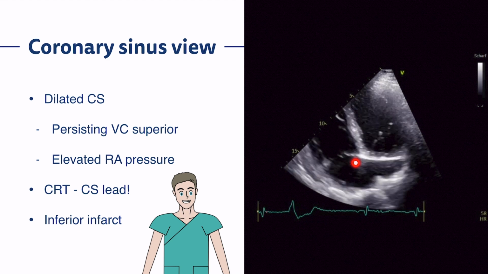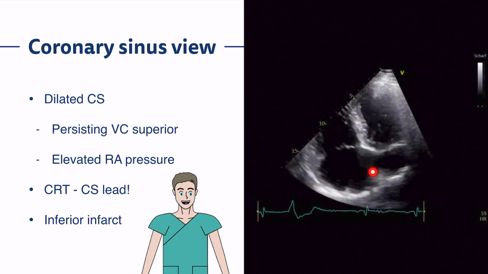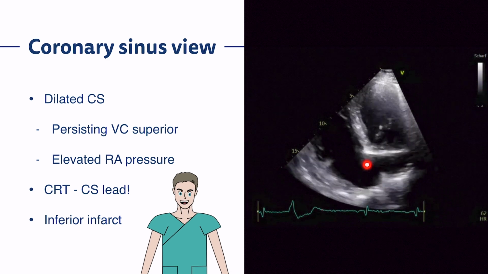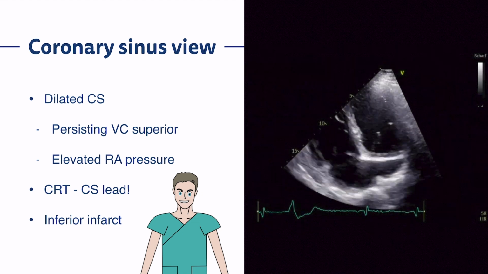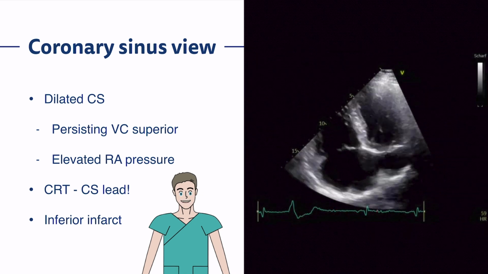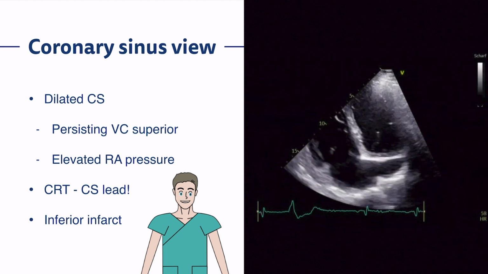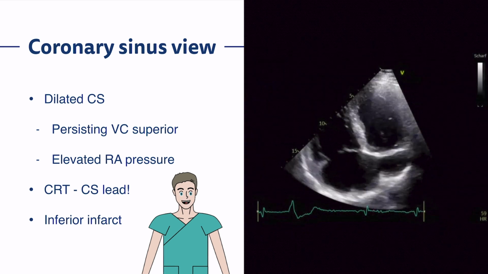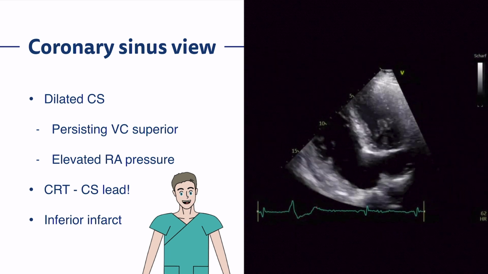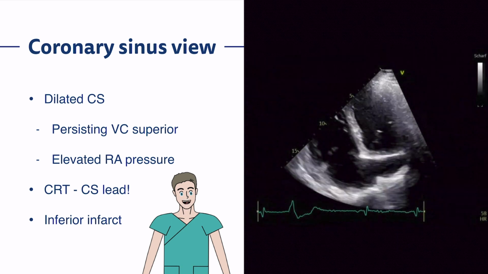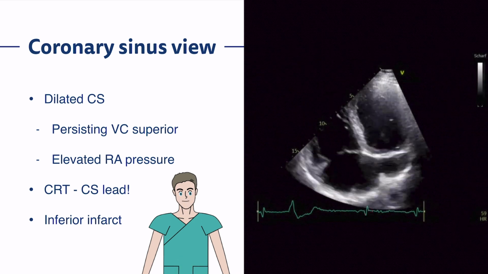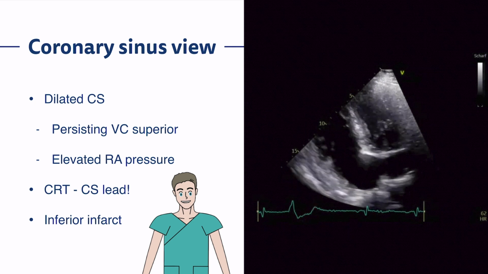You can see the CRT lead sometimes quite nicely in the coronary sinus, or a pacemaker lead in patients used for heart failure. You can also, if there is treatment happening of heart failure, you can see other devices such as a reducer or a Carillon system, and inferior infarctions you can also visualize in this area over here.